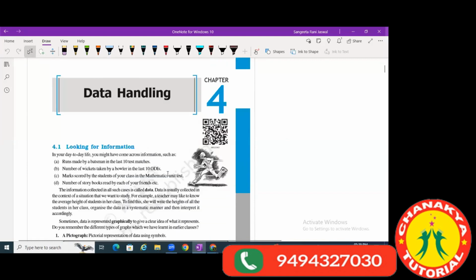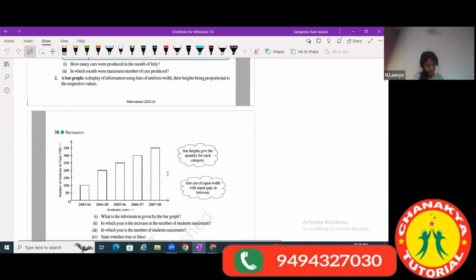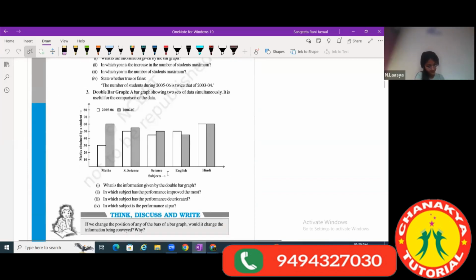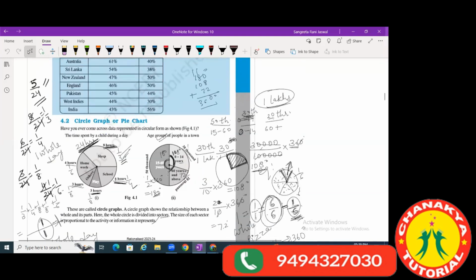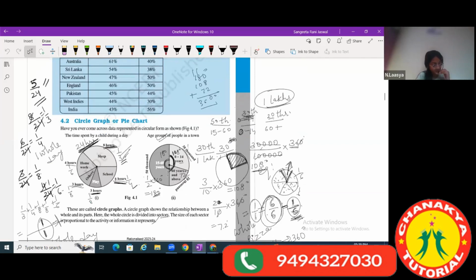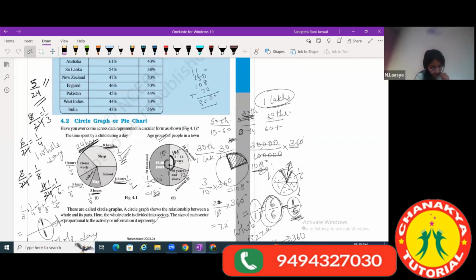What is your first part of the chapter? What is your first exercise based on? One minute. Yes, say it loudly. What is it based on? Pie chart, ma'am. Circle graph. Pie chart, no? And what is your second exercise based on? The first one is like spinning wheel.